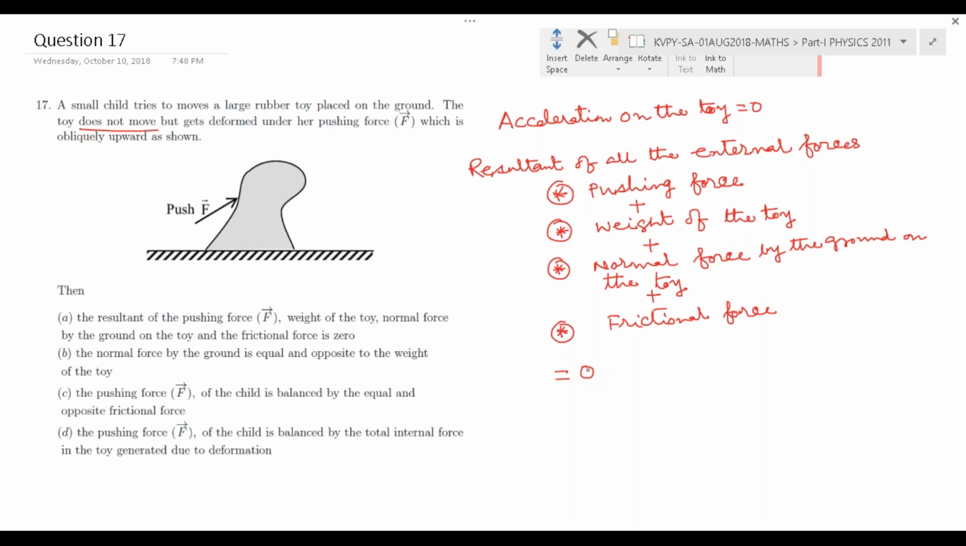We know, very fundamentally from Newton's second law of motion, that force is equal to mass into acceleration. Now as mass is not equal to 0 and acceleration is 0, m into 0 is equal to 0. So what can we conclude? We conclude that the resultant of the pushing force, the weight of the toy, the normal force by the ground on the toy and the frictional force, their resultant, meaning their algebraic sum, is going to be 0, and we get the correct option as A.